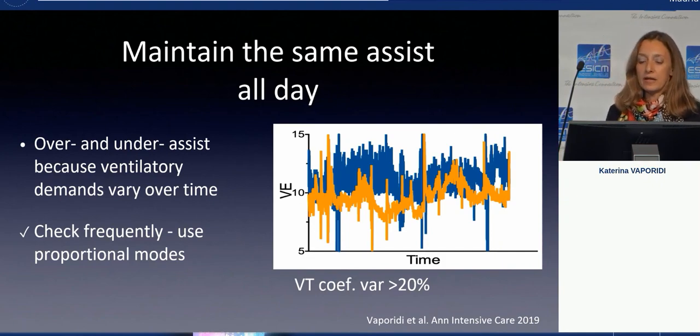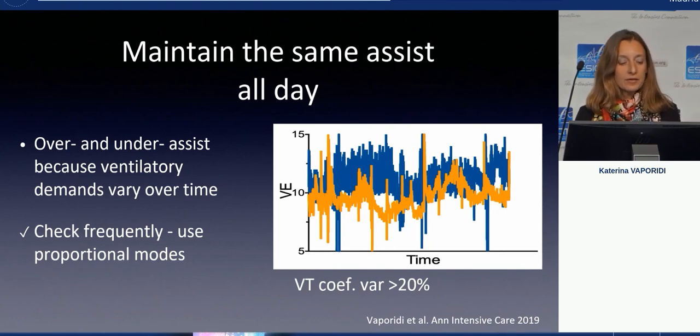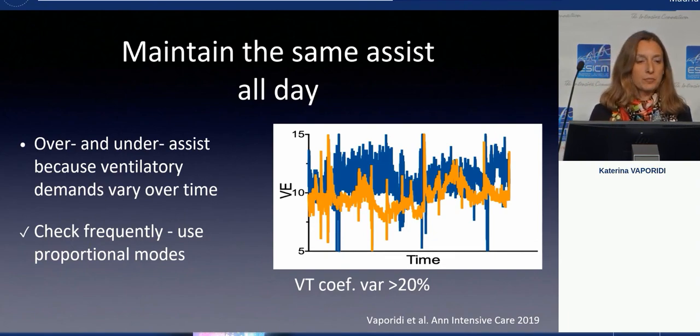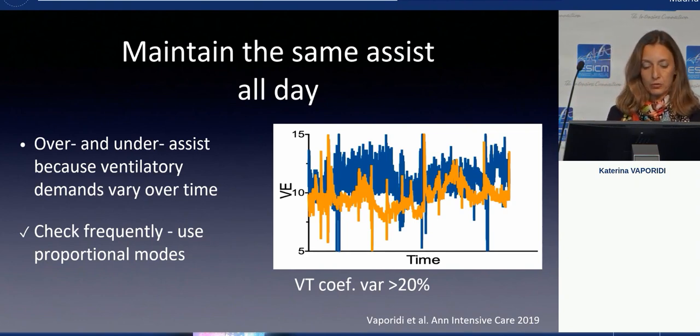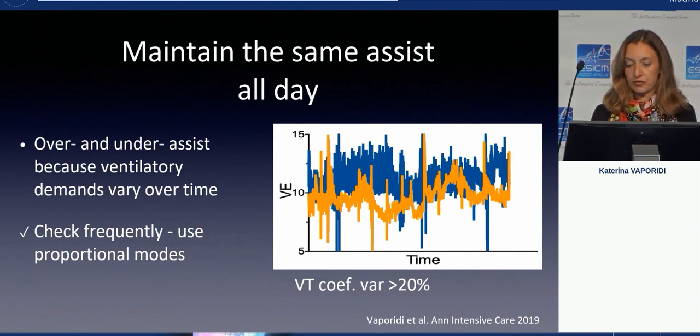The coefficient of variation of tidal volume was above 20% in that study, so our patients are unstable in their breathing pattern, as they are unstable in pretty much every parameter. That's why they're in the ICU. So what can we do? Check frequently and consider using proportional modes that adapt to the patient's demands more than classic modes of assist.